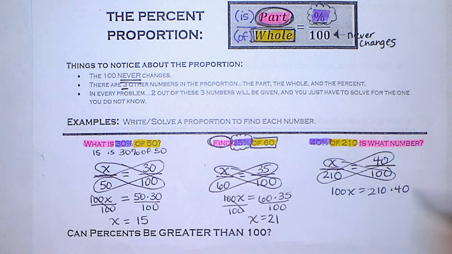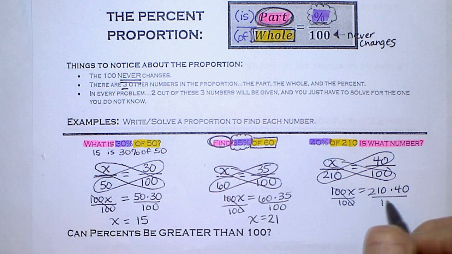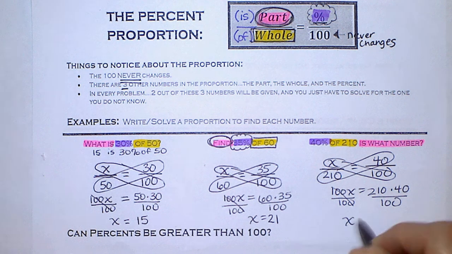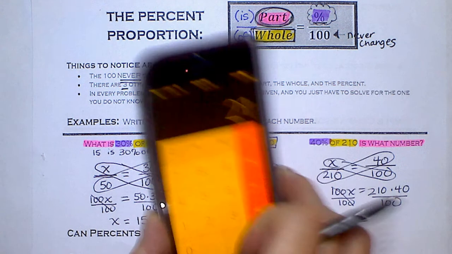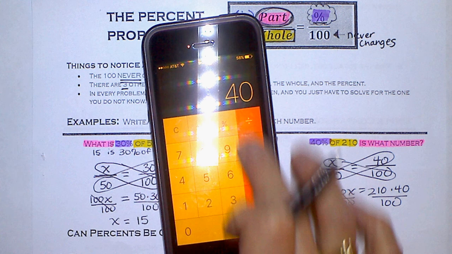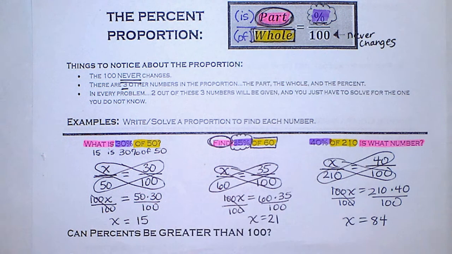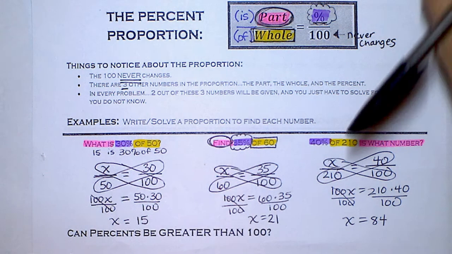If you need to pause the video, feel free to do so. The opposite of multiplying by 100, we're going to divide by 100. And on my calculator, we're just going to type in 210 times 40 divided by 100. So x is 84.